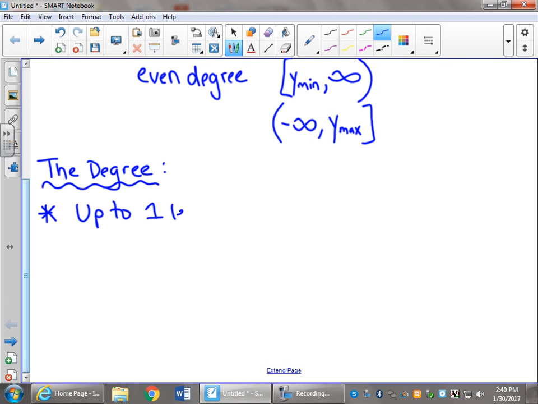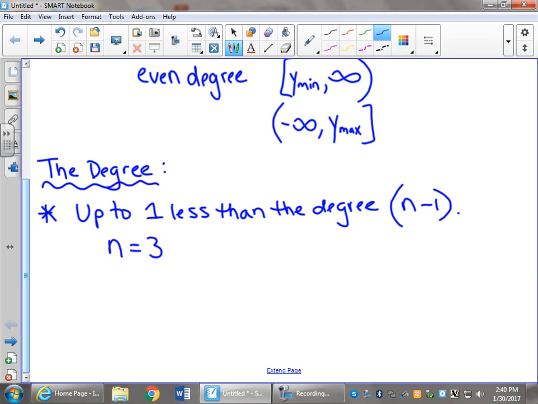Up to one less than the degree turns. In the general form, the degree is the n, so this is going to be known as n minus 1. Now I'm saying up to because not all polynomials have to turn that many times, but it can be up to that many times. For example, if n was equal to 3, there could be up to 2 turns. So a cubic could turn up to 2 times or less. Quartics, degree of 4, can turn up to 3 times or less. So if the degree is 4, up to 3 turns.